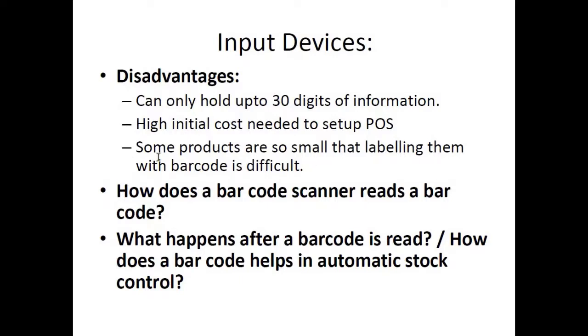Some products are so small that labeling them with a barcode is difficult. For example, rings, earrings, or similar jewelry items and some kitchen items, etc. These two questions are important related to barcode, which we have already discussed.